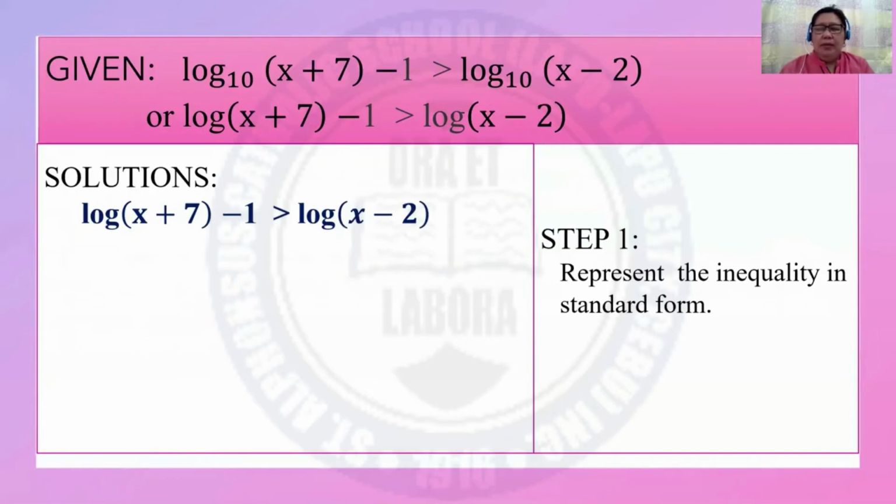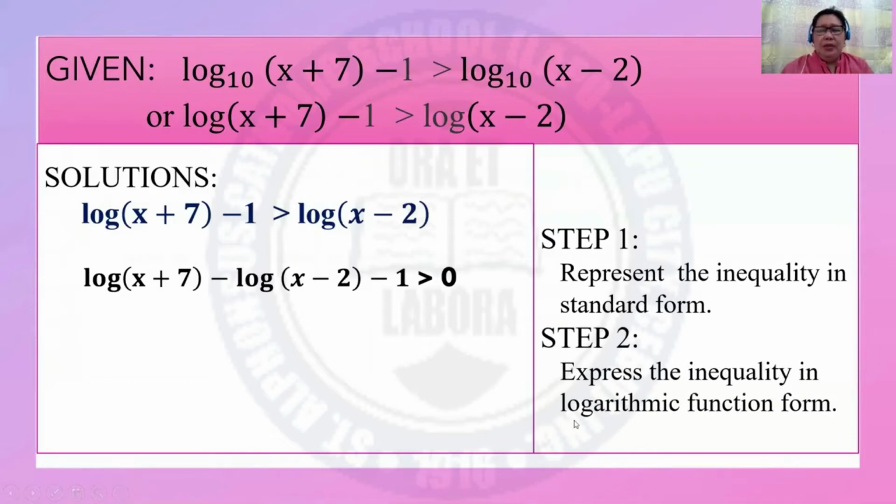Step 1. Represent the inequality in standard form. So the standard form of the given is the logarithm of the quantity x plus 7 minus the logarithm of the quantity x minus 2 minus 1 is greater than 0. For step 2, express the inequality in logarithmic function form. So the logarithmic function form is f of x is equal to the logarithm of the quantity x plus 7 minus the logarithm of the quantity x minus 2 minus 1.